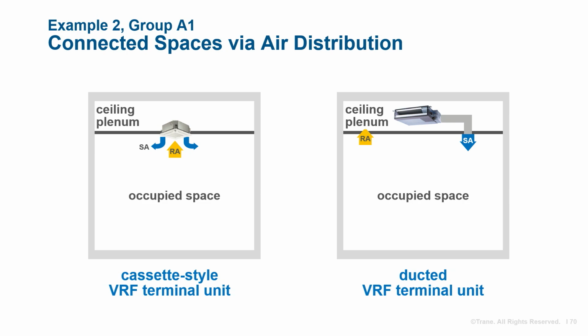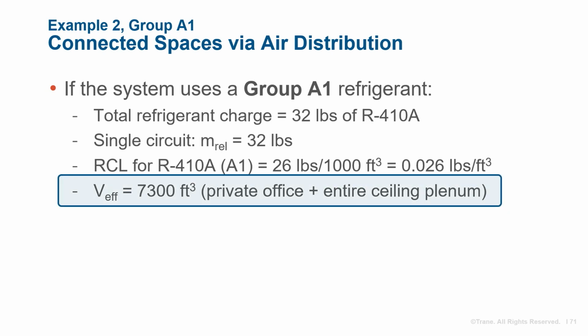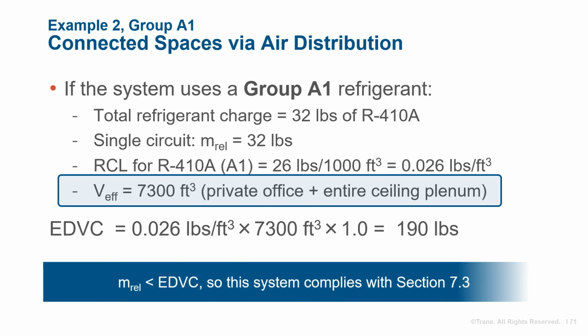The ceiling plenum can then be included in the effective dispersal volume since it is part of the return air system. The combined volume of this private office plus the entire open ceiling plenum of this building is now 7,300 cubic feet, which increases the EDVC to 190 pounds. The releasable charge is now lower than this new limit, so the system complies with Section 7.3. For this example, the designer could choose either of these options, adding natural ventilation openings, a ducted VRF terminal, or some combination of the two.